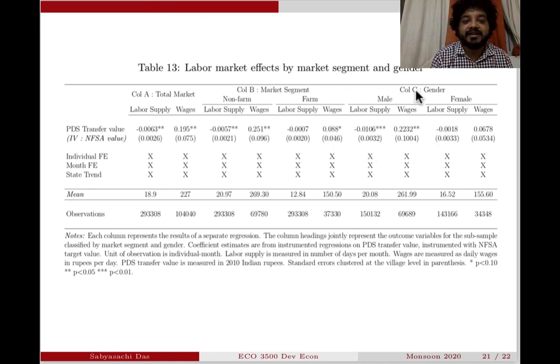If you look at it by gender, most of the effect is driven by the men, because it's the men who are working in the non-farm sector, going out and working in various other sectors to earn this extra money. They are the ones pulling away their labor and enjoying this greater income due to higher wages. So all this is driven by the men.